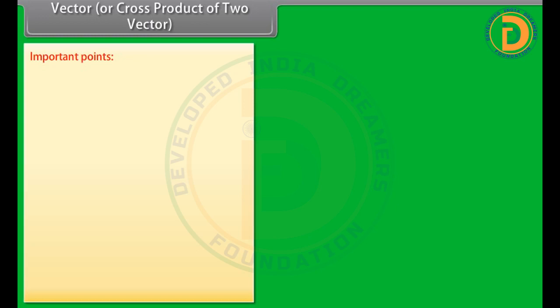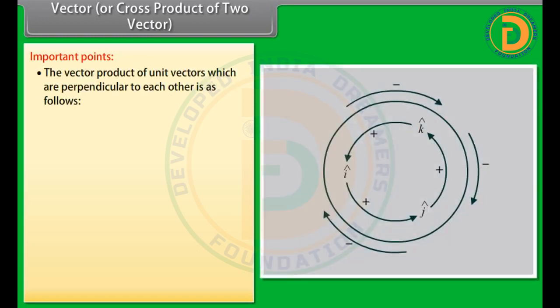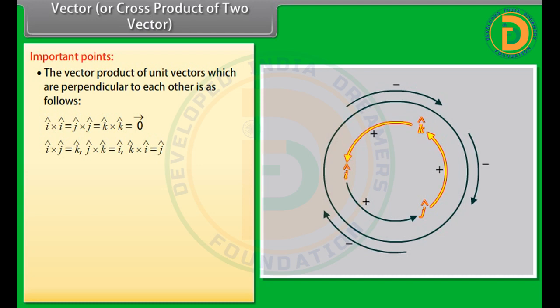Important points. The vector product of unit vectors which are perpendicular to each other is as follows. i cross i equals j cross j equals k cross k equals vector 0. i cross j equals k, j cross k equals i, k cross i equals j. j cross i equals minus k, k cross j equals minus i, i cross k equals minus j.